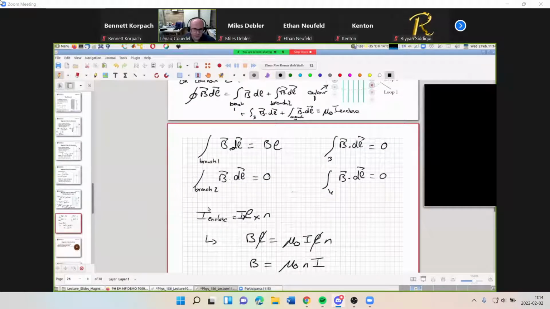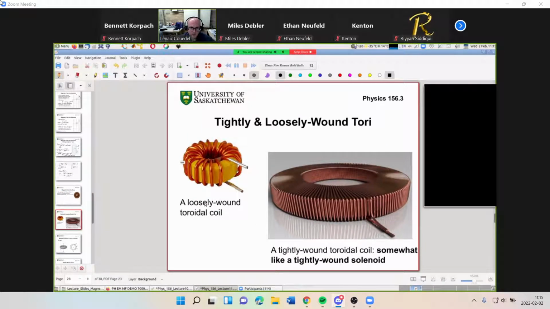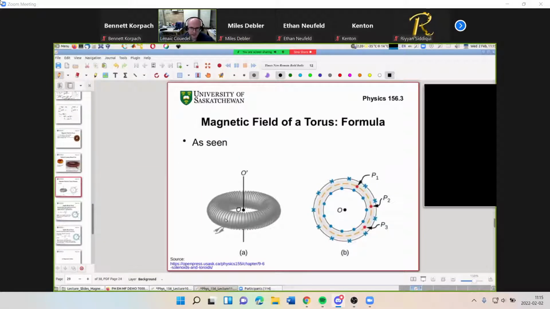No, so we can do the same for toroids now. So a toroid is a solenoid, but you have bent it on itself, so it has this torus shape, it's donut shape, and you can create a compact coil as well. And here are different images: loosely wound toroidal coil, tightly wound toroidal coil, and you can make a schematic. You make a top view and you cut through the plane here to make the schematic. So that's what you obtain here.